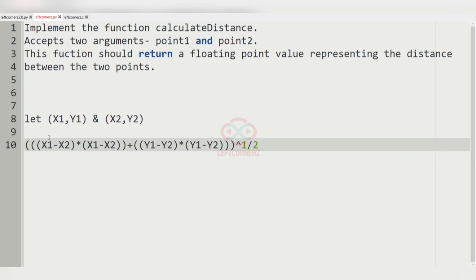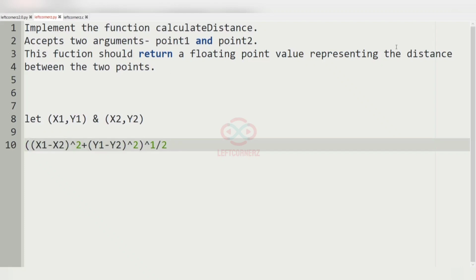Instead of writing x1 minus x2 times x1 minus x2, we can write x1 minus x2 the whole power of 2, and similarly for y1 minus y2 the whole power of 2. Now this is the distance formula: x1 minus x2 the whole square plus y1 minus y2 the whole square, to the whole power of 1 by 2, which is nothing but square root. Now we have derived the formula. Now let us implement this in our test case.